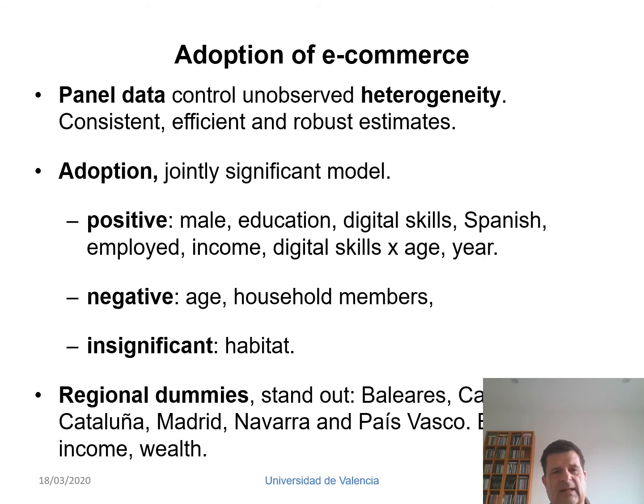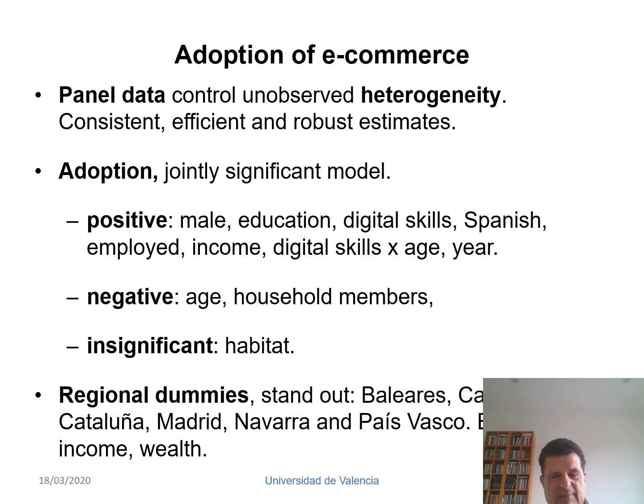The idea of using panel data is that you want to control for unobserved heterogeneity. With the panel data, we get consistent, efficient, and robust estimates when using the appropriate techniques. The panel data model is jointly significant, and everything is significant also individually. Some variables influence the adoption decision positively: male, education, digital skills, being Spanish, employed, income, digital skills, time, age, which is an interaction that we also used, but I'm not going to talk about the interaction now, and the year.